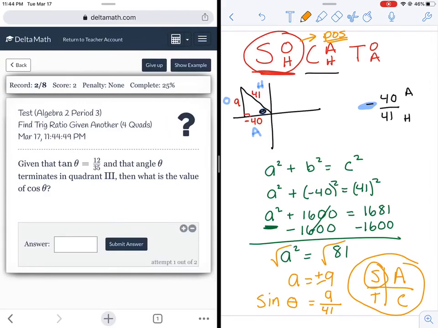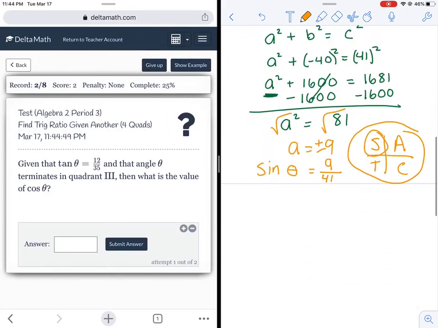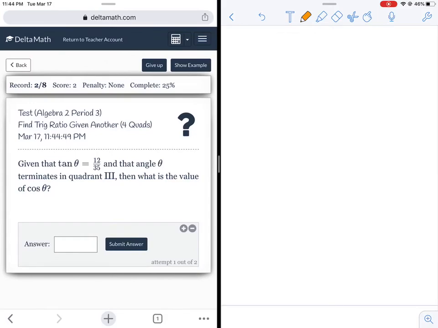Okay, I'm going to do one more with you guys, just so that you feel comfortable with this. So they're giving me tangent and they're asking me for cosine. So this one I'm just going to show you at the beginning. Let's determine, all students take calc. If I'm in quadrant 3, cosine in this case is negative.